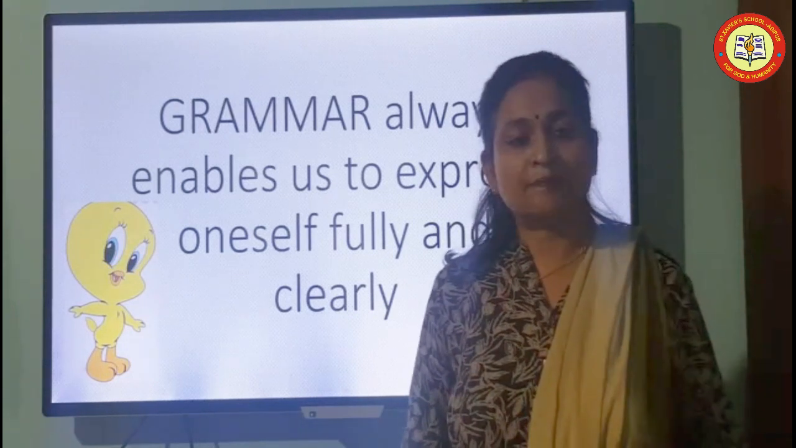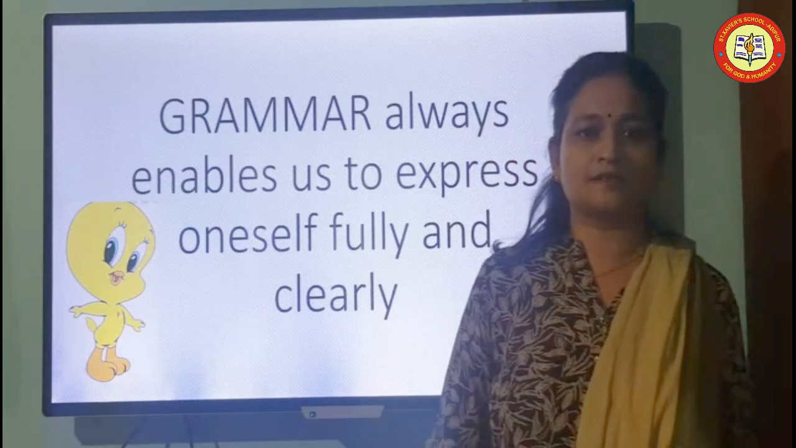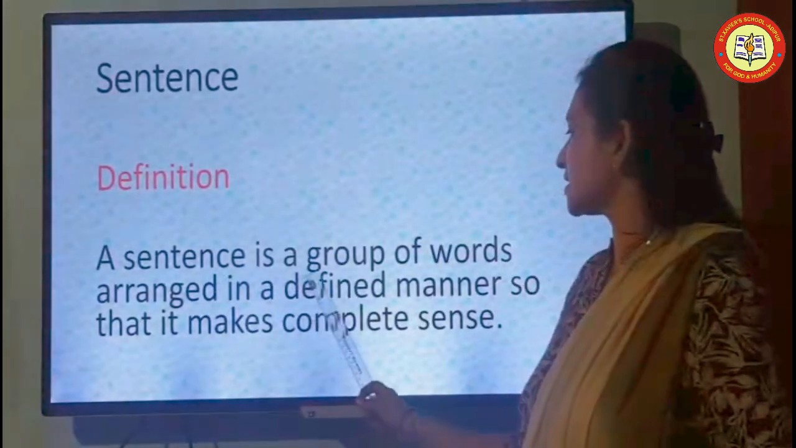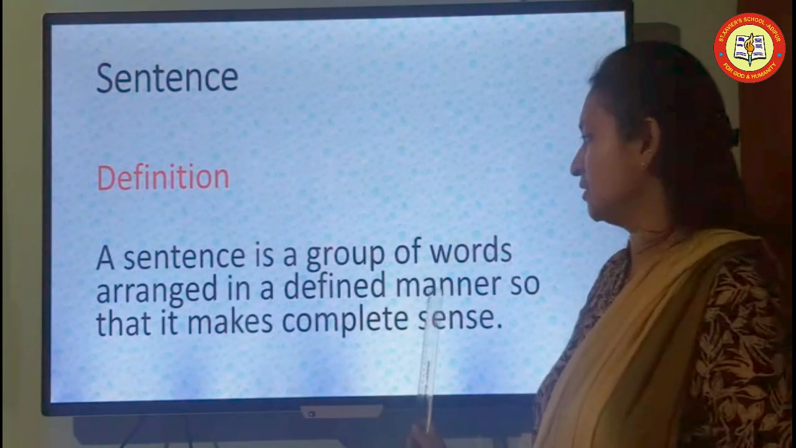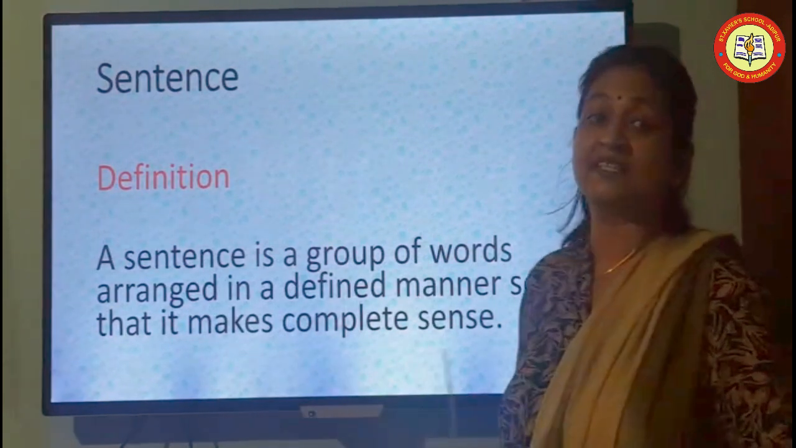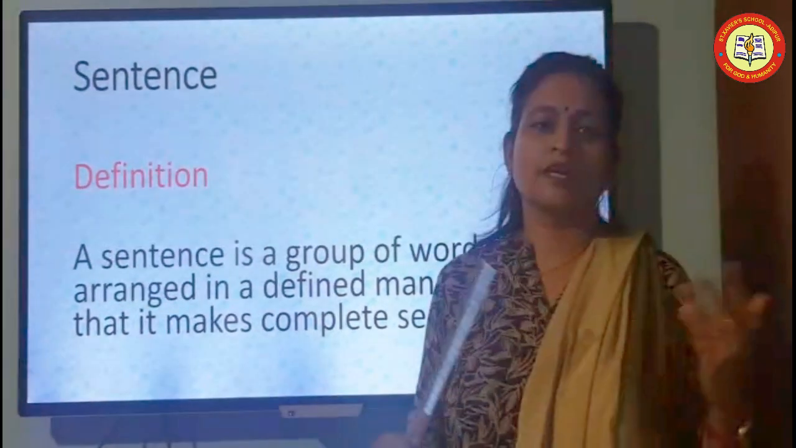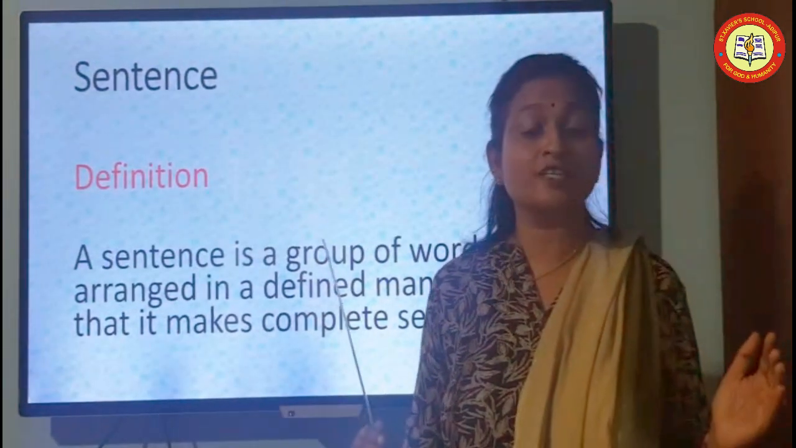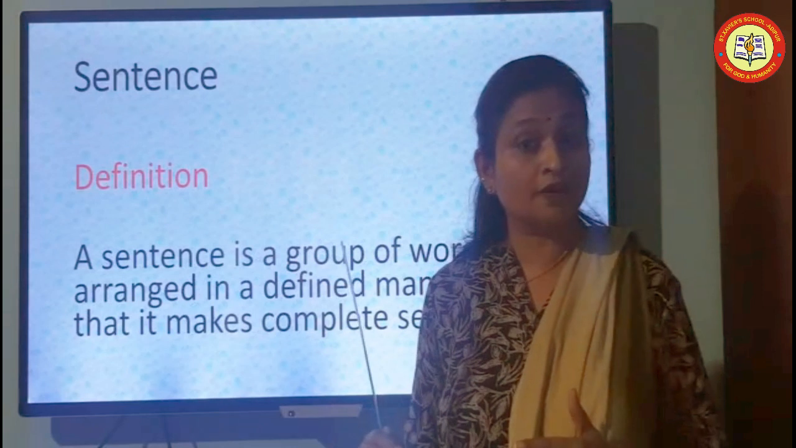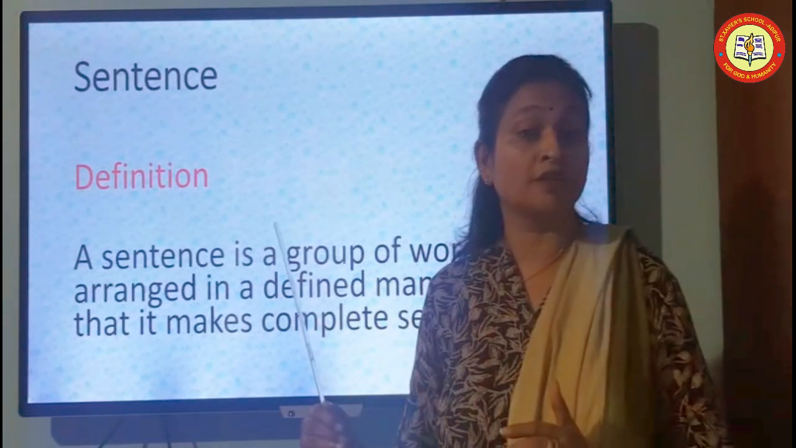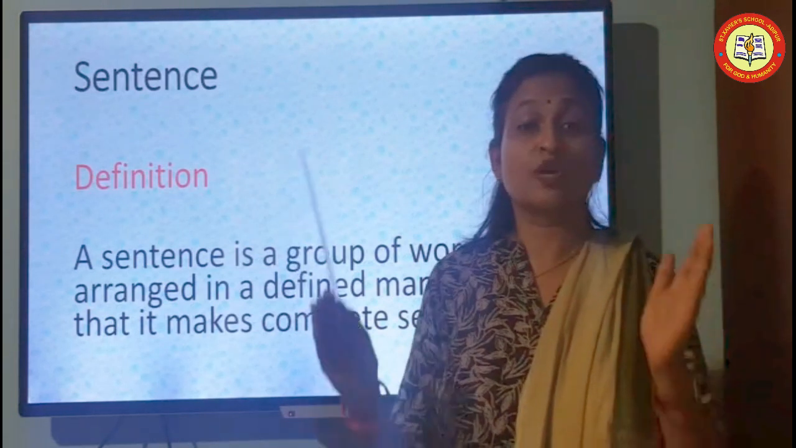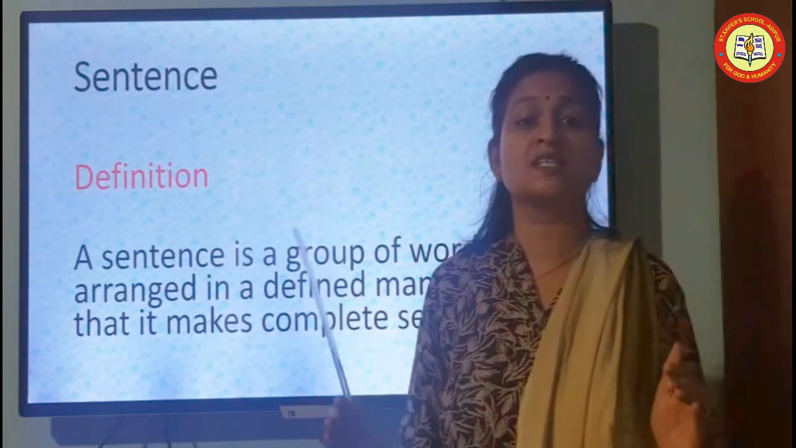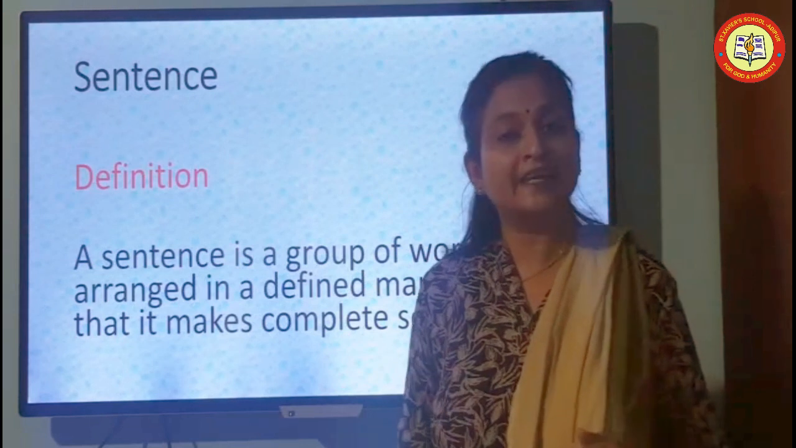Let's begin chapter 1, the sentence. A sentence is a group of words arranged in a defined manner so that it makes complete sense. It is very important that you arrange the words in a proper order, because if we change the order, the whole sentence becomes meaningless. So correct arrangement of words is very, very important in a sentence.